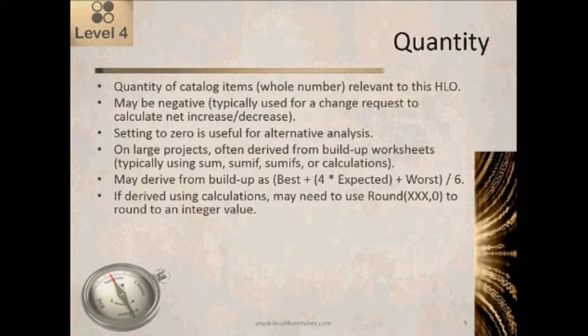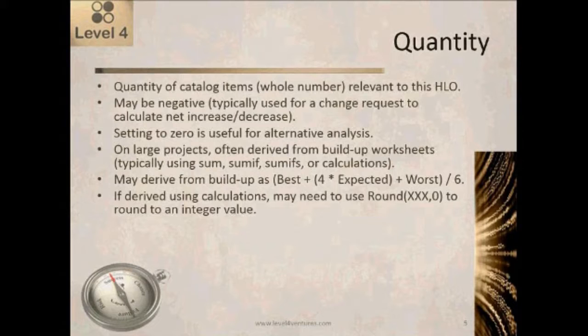You may also do a build-up of the quantity using the formula for mean. A standard formula for mean that's simple to implement is to take your best plus 4 times your expected plus your worst and divide by 6. So let's say that on a build-up worksheet, I had pages, and I wanted to do my estimate in terms of what's the best possible count of pages, what's the expected count of pages, and what's the worst count of pages. So now I've got those 3 numbers. I can then do the calculation of the mean number of pages and carry that mean forward to the quantity column on the HLO worksheet.